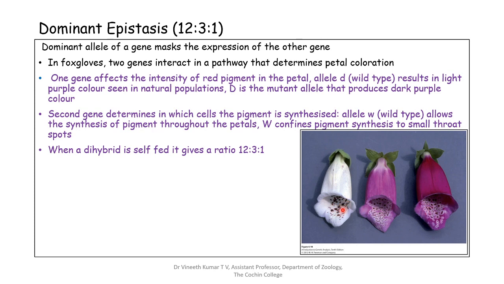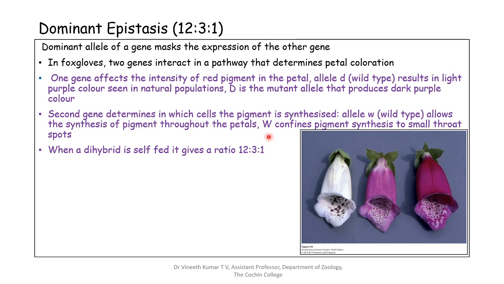If small d alone is present, the same thing happens: the light purple color will be present only as spots in the throat region. It is inhibiting the expression of both pigments, the light purple as well as the dark purple. That means capital D as well as small d cannot express in the entire petal. And this will give rise to a ratio of 12 is to 3 is to 1. So this is dominant epistasis.